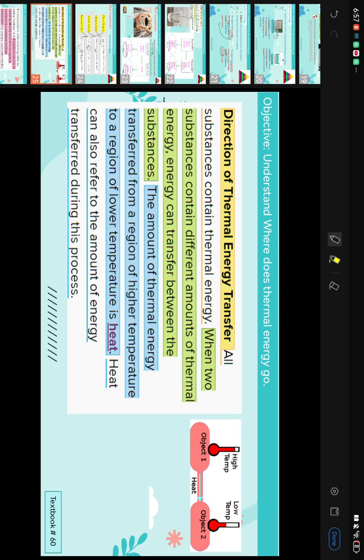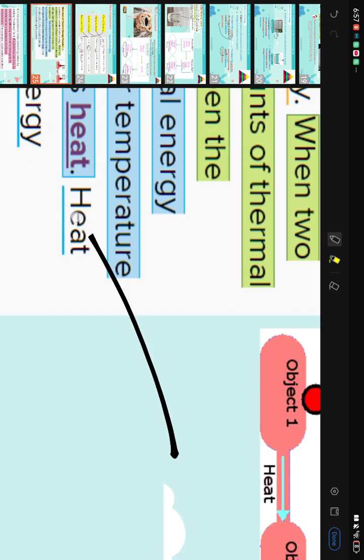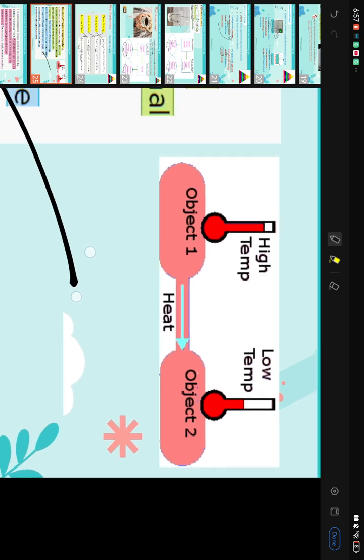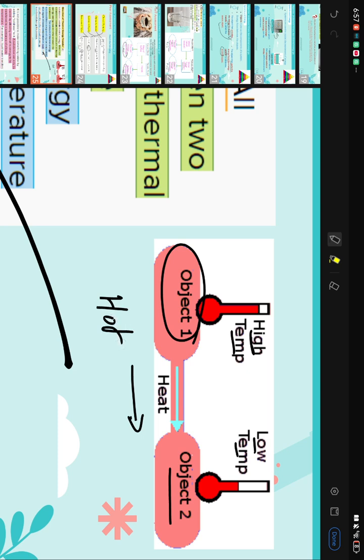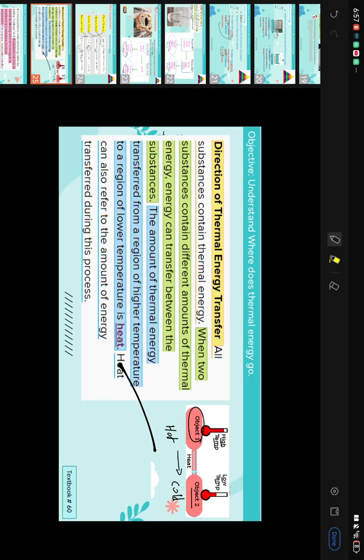Okay, so if we look at this image, we have two objects, object 1 and object 2. This one is at high temperature and this one is at low temperature. So the energy flows from hot, or higher temperature, to cold, lower temperature, as we mentioned before. So the heat flow will be from object 1 to object 2.